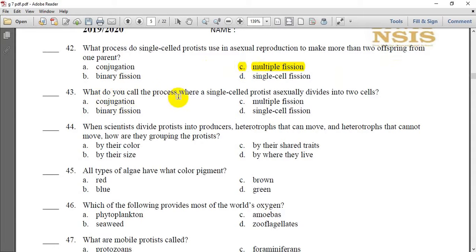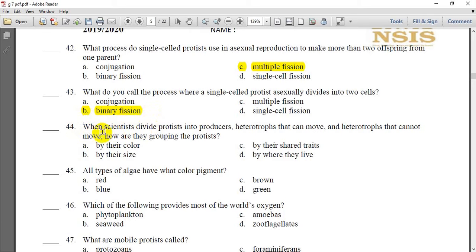Question 43. What do you call the process where a single-celled protist asexually divides into 2 cells? In this question we have one cell dividing into 2, and this is called binary fission, the same kind of reproduction that bacteria use to reproduce.